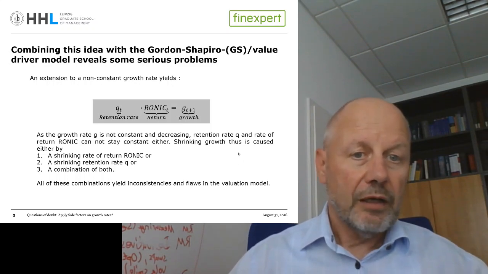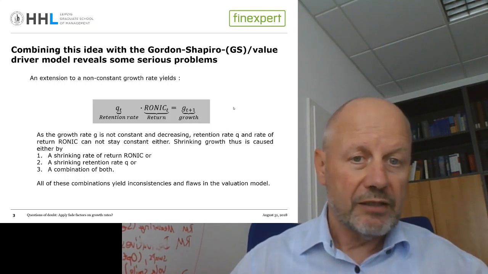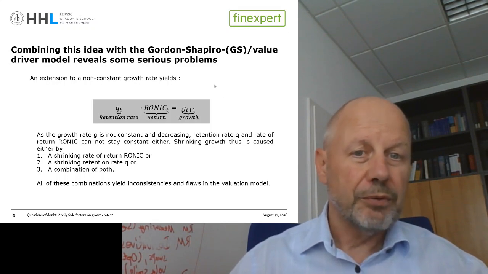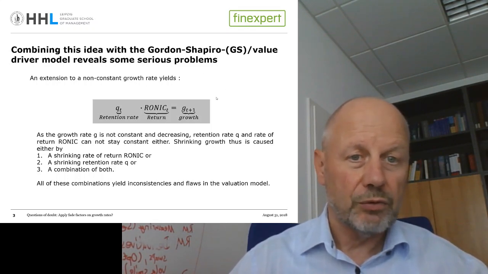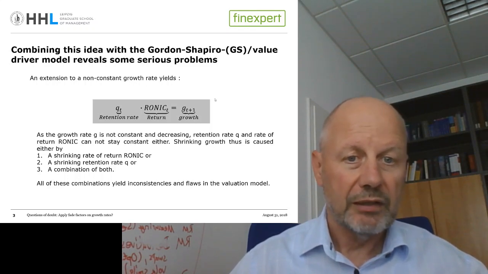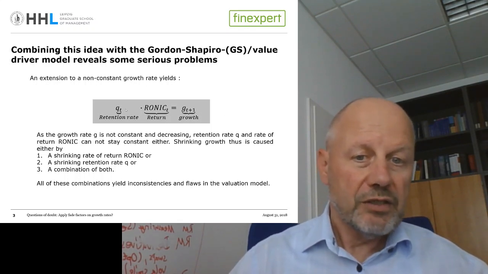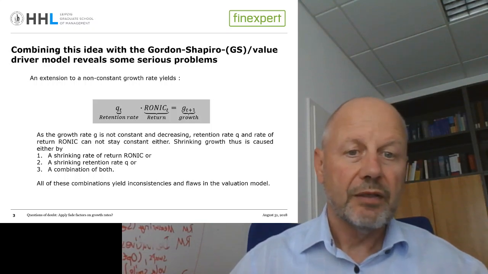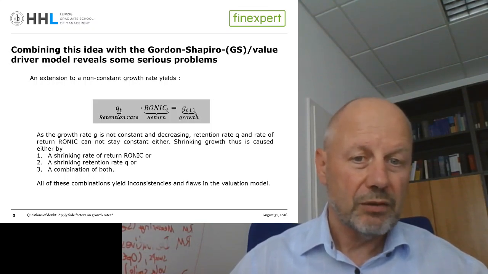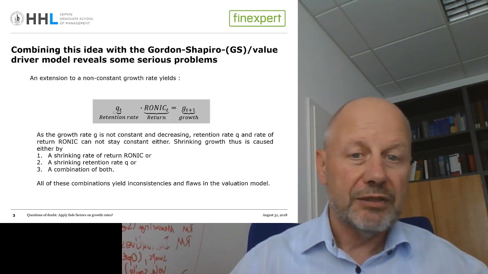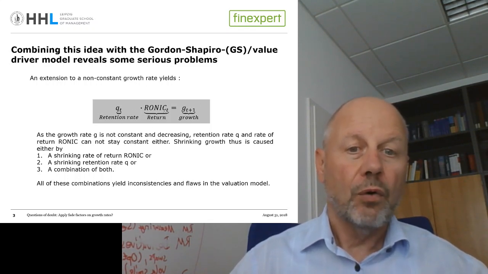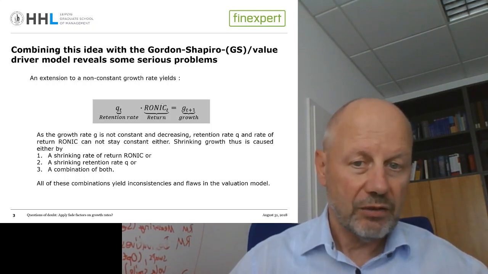In order to show that this idea yields some flaws and inconsistencies in the calculations, we decompose the growth rate again according to our Gordon-Shapiro or value driver model into the two components: retention rate times RONIC is equal to growth. And by applying this simple decomposition, you can see that if the growth rate is not about to stay constant, then either the retention rate cannot stay constant, or the RONIC cannot stay constant, or both cannot stay constant at the same time.